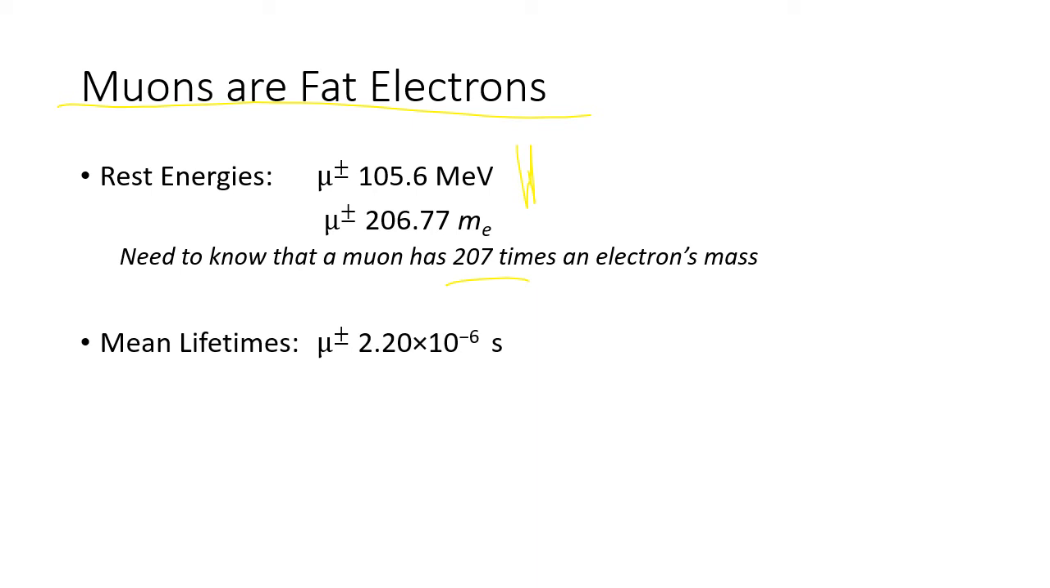Mean lifetime, there you go. You can see it hangs around longer than the Pion, but still decays away using the weak interaction. And so this is a characteristic timescale of a weak interaction decay.